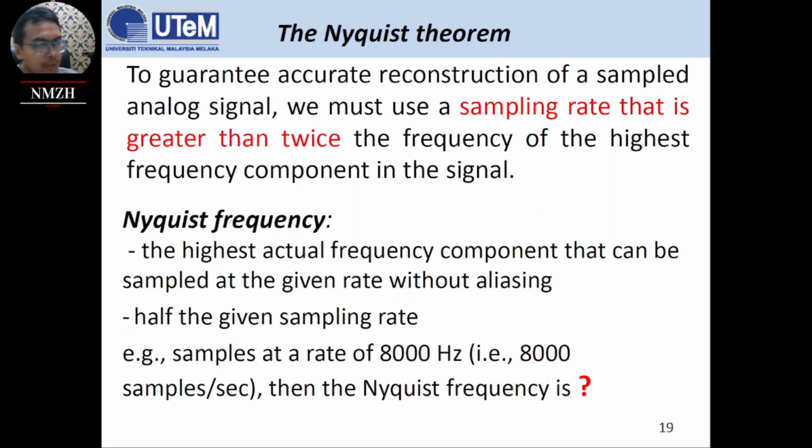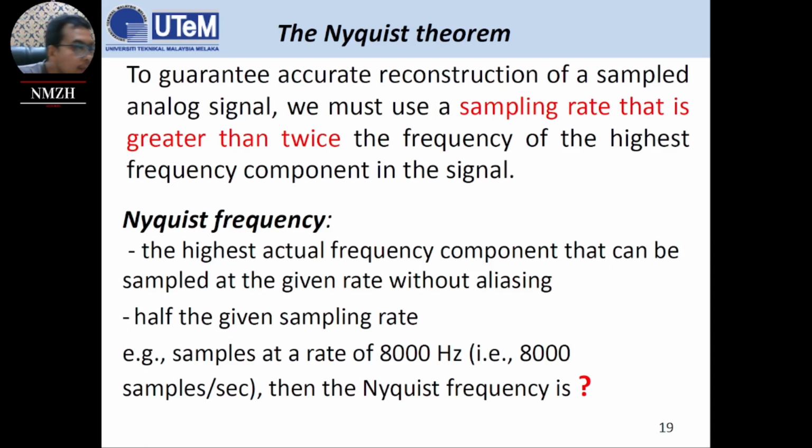Example, we have a sampling rate of 4,000. So what will be the highest frequency? The highest frequency should be, sorry, 2,000. Because the sampling rate is 4,000, the highest could be 2,000, because the sampling rate must be the same as or higher than twice the highest frequency.